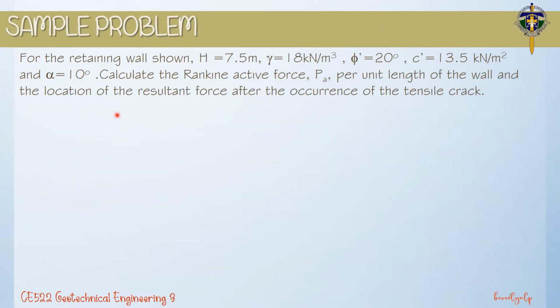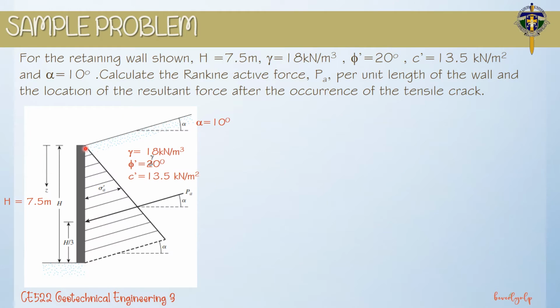Let us now consider a sample problem. So for the retaining wall shown, H is equal to 7.5 meter, unit weight is 18 kilonewton per cubic meter, angle of friction is 20 degrees, cohesion is 13.5 kilonewton per meter squared, and the alpha is equal to 10 degrees. Calculate the Rankine active force per unit length of the wall and the location of the resultant force after the occurrence of the tensile crack.